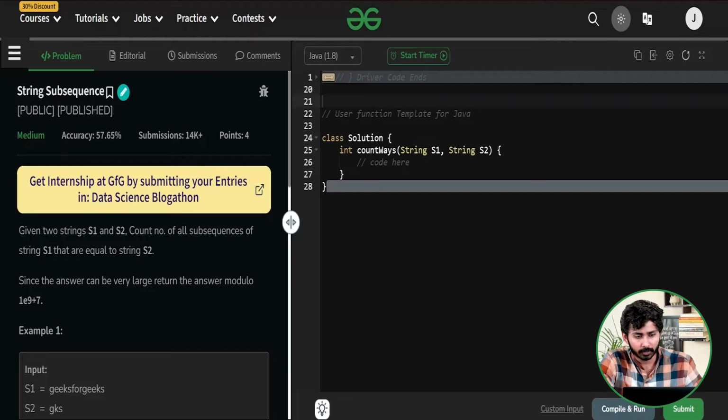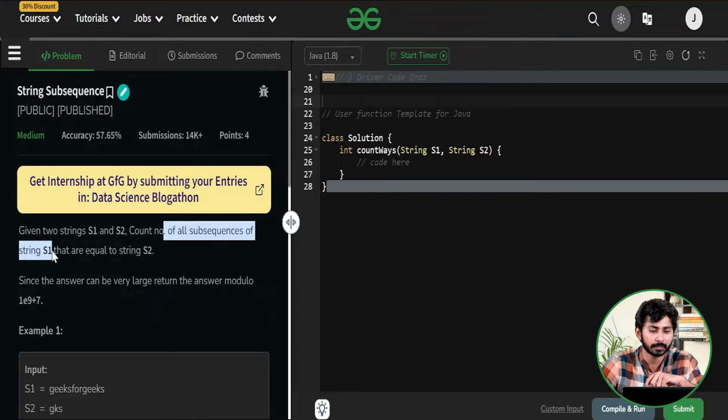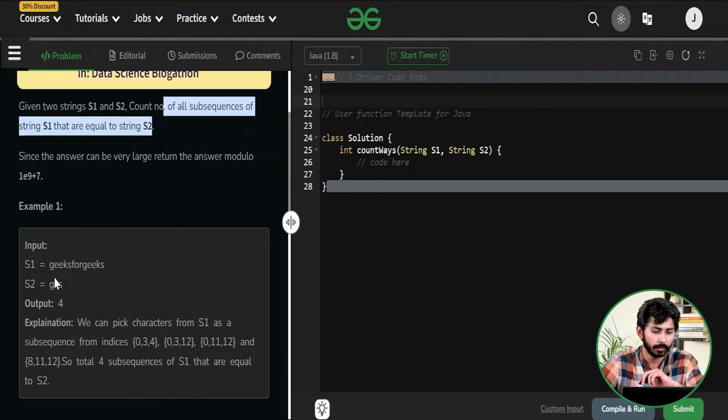So the name of the question is string subsequence. The difficulty level has been marked as medium, and we can see the submissions are around 14,000, and the accuracy is 57%. Quite a good accuracy for all of you who have solved it, right? In this question, you will be given two strings s1 and s2. You have to count all the subsequences of the string s1 that are equal to the string s2.